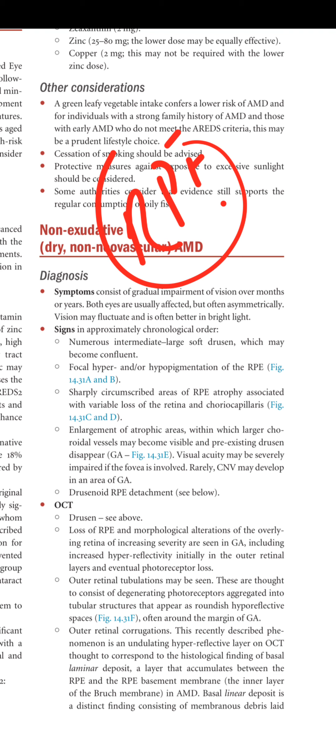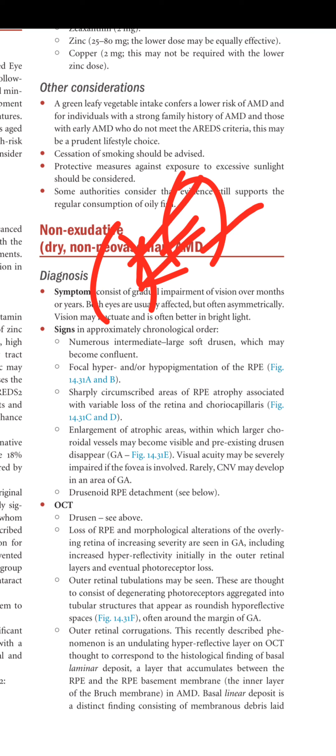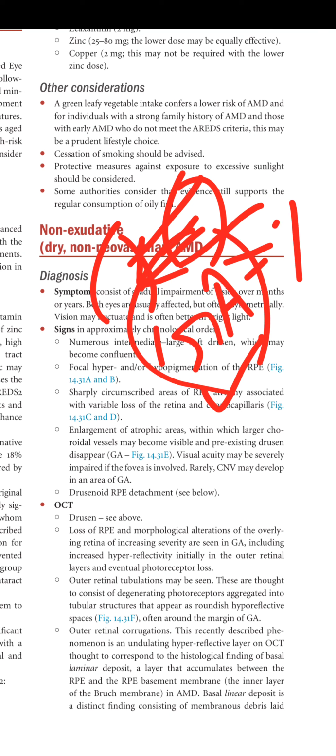Enlargement of the atrophic area within which the larger choroidal vessels may become visible and pre-existing drusen disappear. Visual acuity may be severely impaired if the fovea is involved. Rarely, CNV may develop in an area of geographic atrophy. So basically, if the atrophic area becomes very large, then the underlying choroidal vessels become visible, and pre-existing drusen disappear, and it forms the geographic atrophy. On top of that, CNV can develop on the geographic atrophy. Drusenoid RPE detachment can also occur.